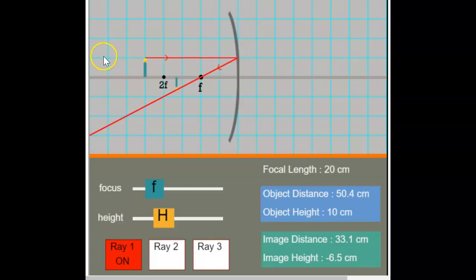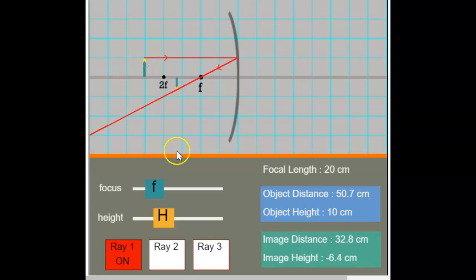So in our previous lesson, where we looked at ways to make predictions about the location of an image in a curved mirror, we were able to move the object and then, using light rays, make predictions about where that image would be and develop some rules.